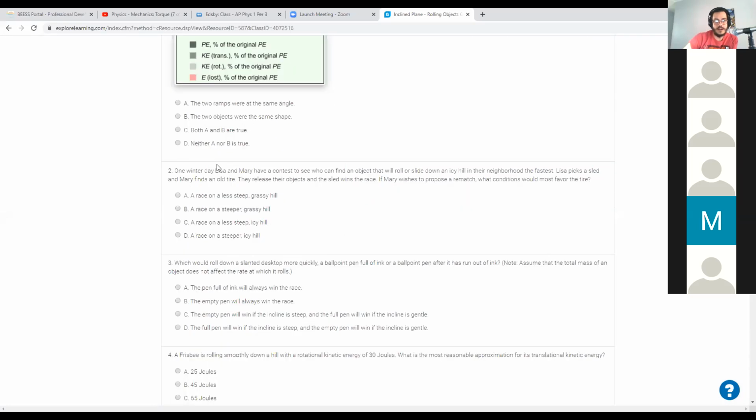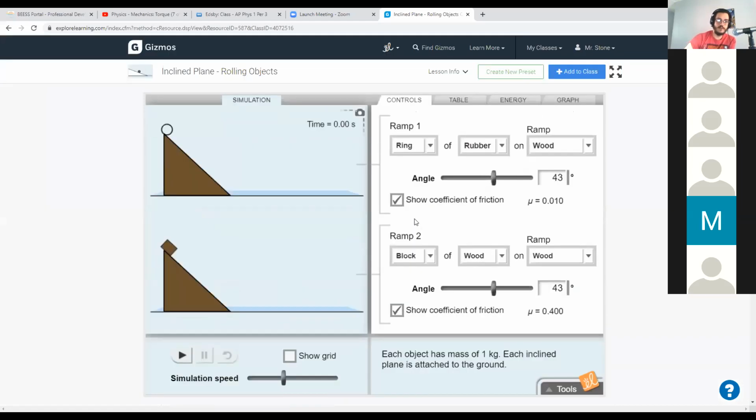So going back to our options, our best answer is A. A less steep, grassy hill favors the tire. A steep hill favors the sled, and an icy hill favors the sled. So the opposite of steep and icy would be less steep and grassy. That's one down. You've got 4 to go, and you have until tomorrow at midnight.